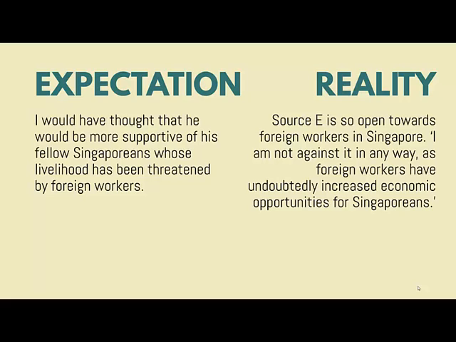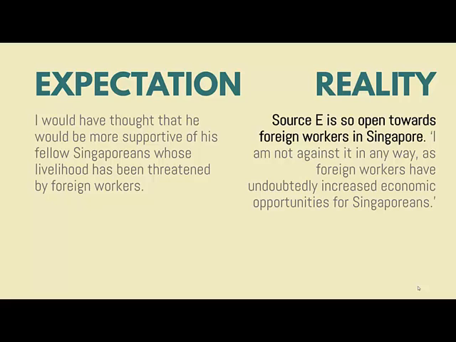Cross-reference is the same case. You need to cross-refer to the aspect. What do you mean? Let's take a look. Basically, the one in bold and the rest in gray. The bold is more important. We're talking about being open to foreign workers in Singapore, about the source.